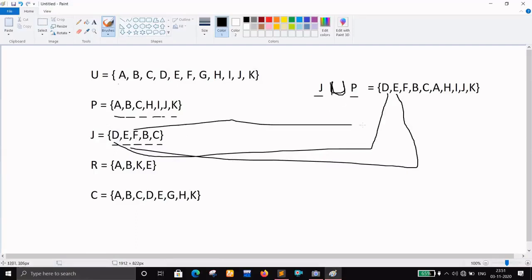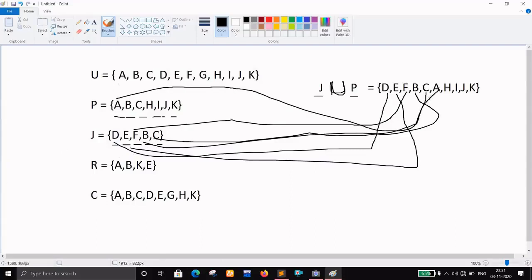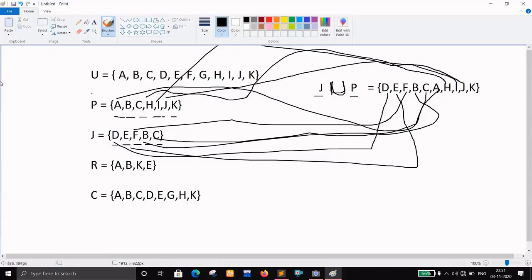Then I say F. Then I say B. Then C. Then A. I won't take B because B is already present here. So I move on to C. C is again also present here. So I will take H. I take H. And then I take I. I take J. And finally I take K. Right? I take K. So that is how I do this.